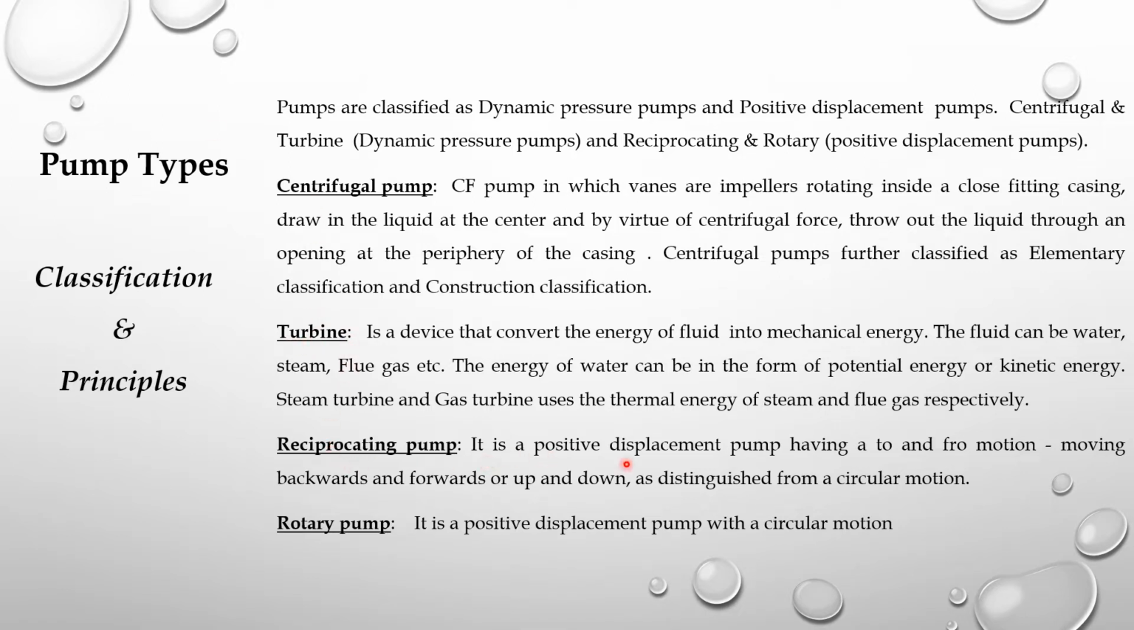Reciprocating pump. It is a positive displacement pump having a to and fro motion, or moving backwards and forwards or up and down motion. It is distinguished from a circular motion. Rotary pump. It is also a displacement pump with a circular motion. Gear pump, screw pump, vane pump, lobe pump all come under this category of rotary pump. These are the major categories of pump types.